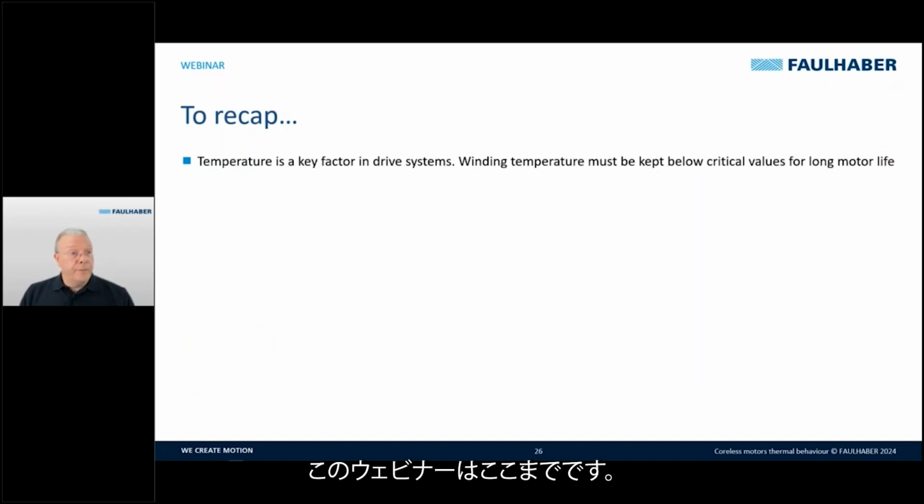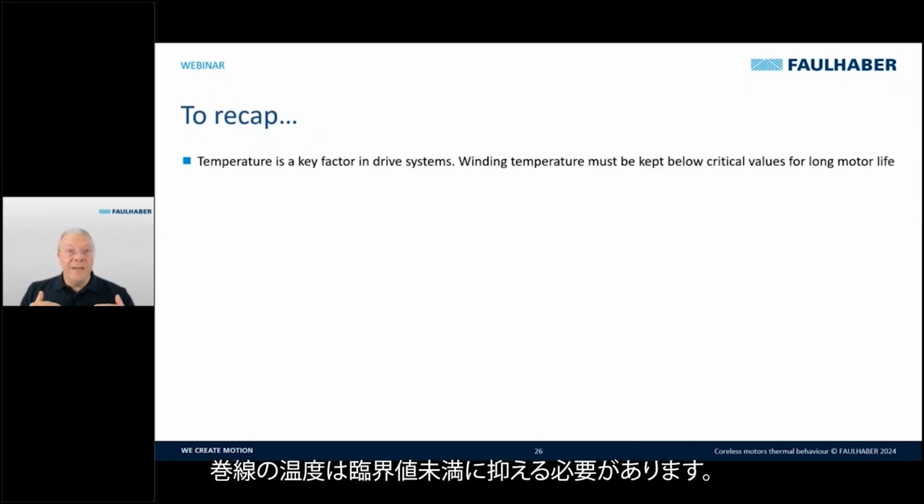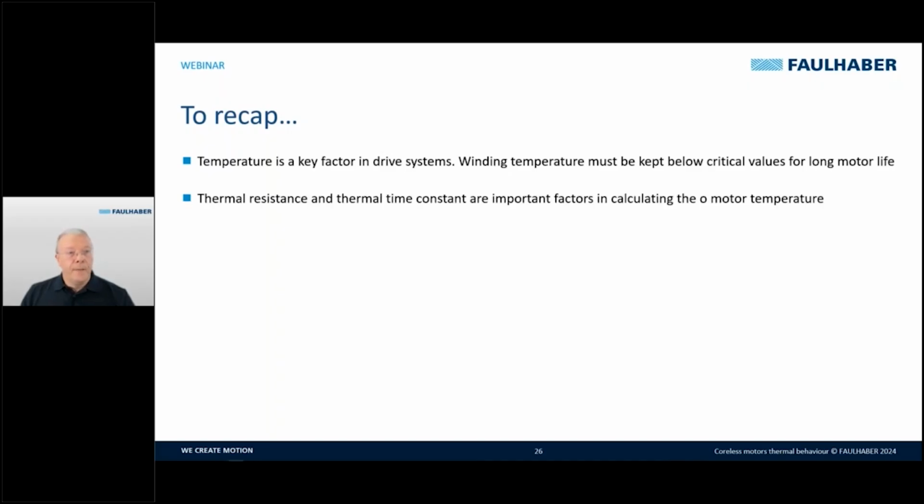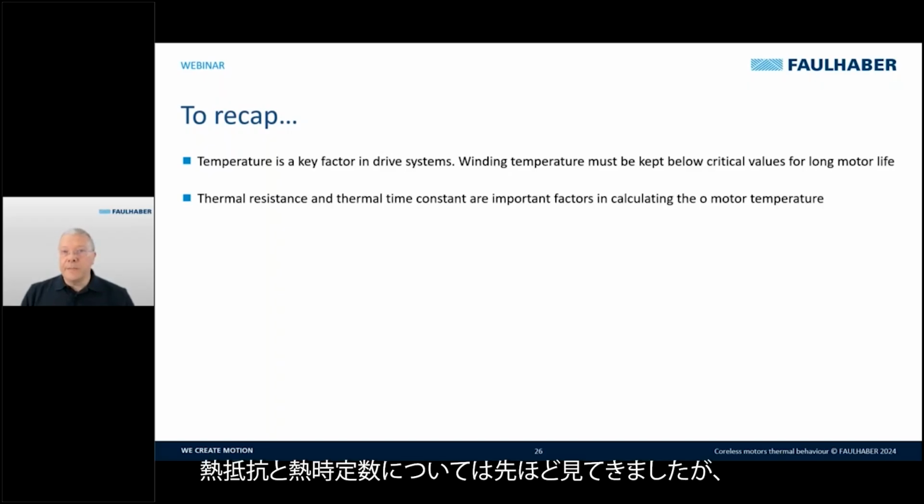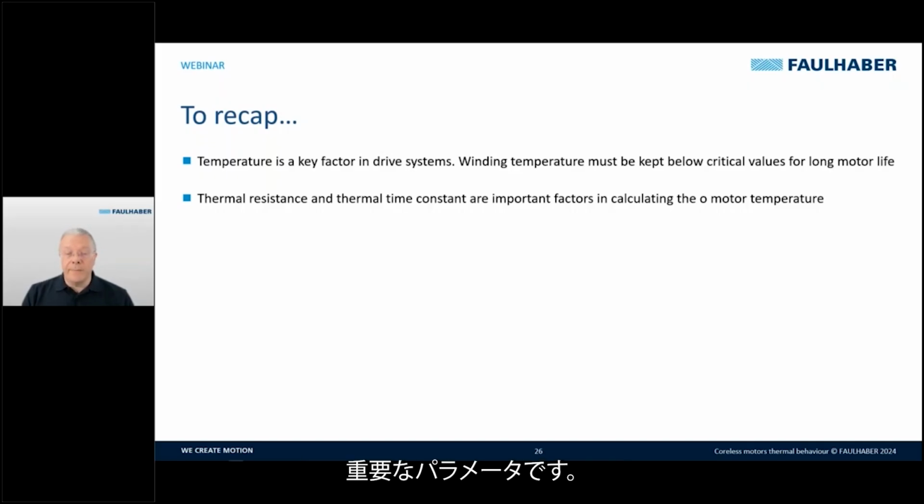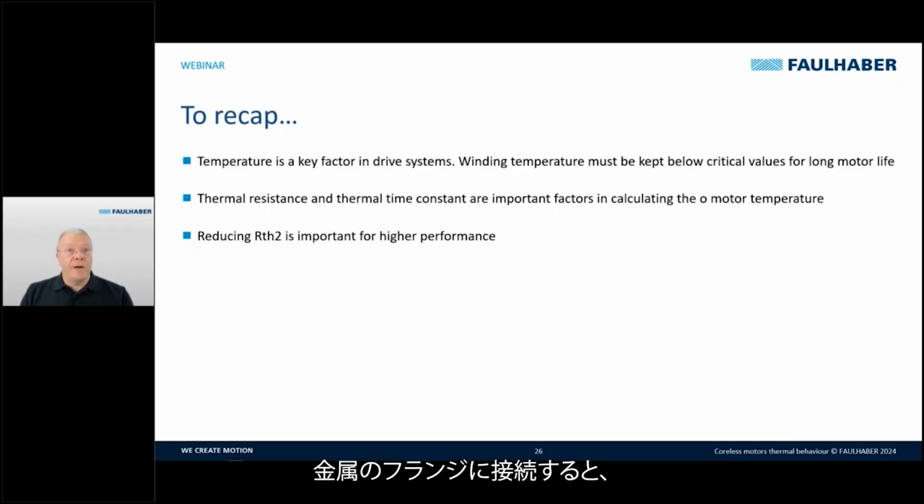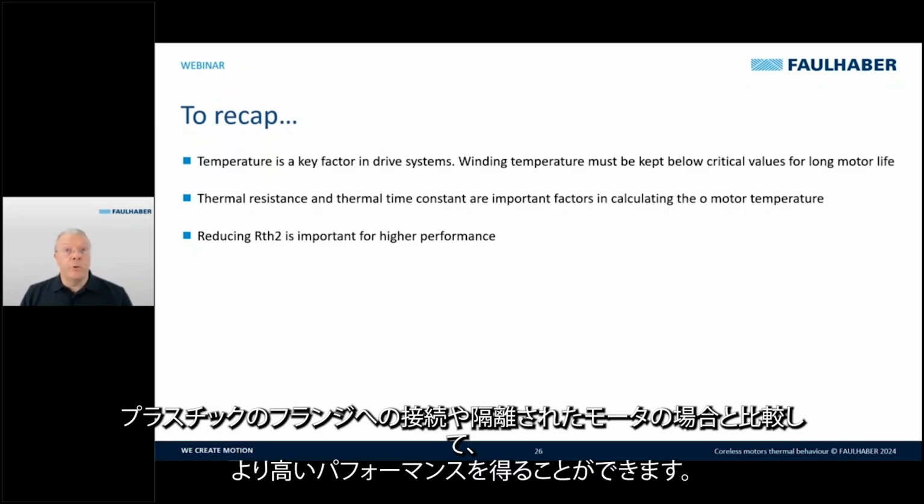So we have reached the end of this webinar. To recap everything, we have seen that the temperature is a key factor in drive systems. We need to keep the winding temperature below the critical value. Thermal resistance and thermal time constant, we have seen it. These are important parameters for the estimation of the winding and the housing temperature. We have seen the importance of reducing the RTH2 between the housing and the ambient. With a metallic flange, we can reach higher performance in comparison with a plastic flange or a non-isolated motor.